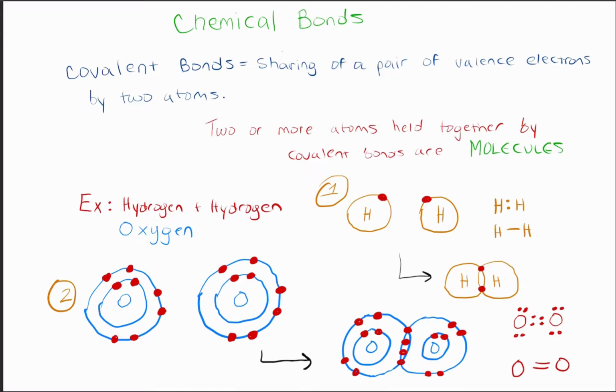So what do I have here? I have covalent bonds. So what are covalent bonds? Covalent bonds are when atoms share a pair of their valence electrons, right? And what is an example of this?